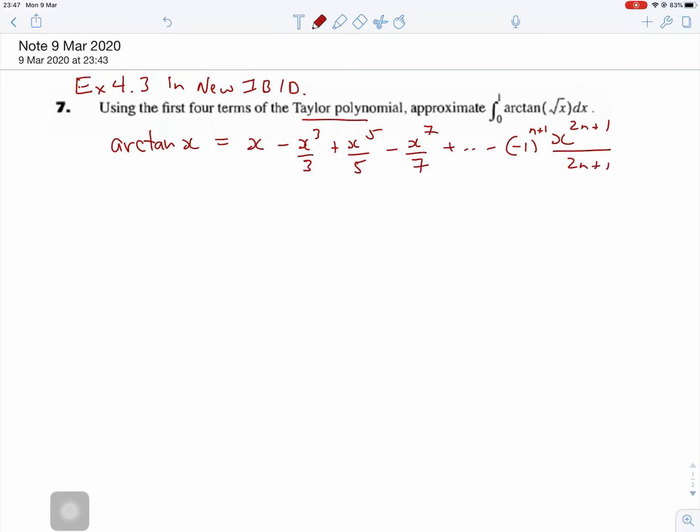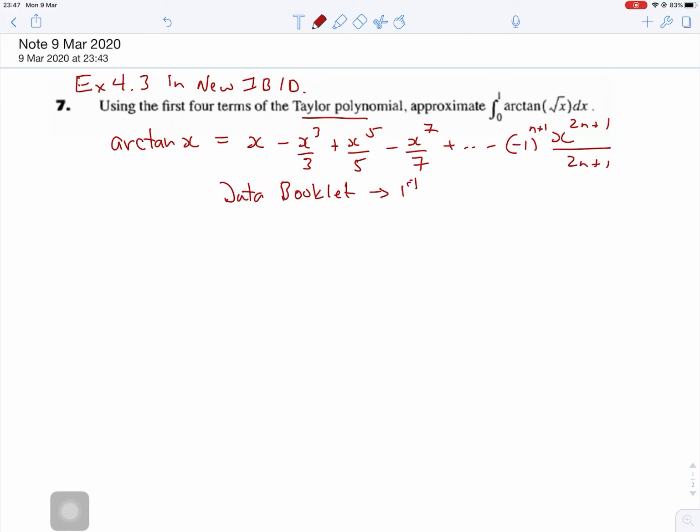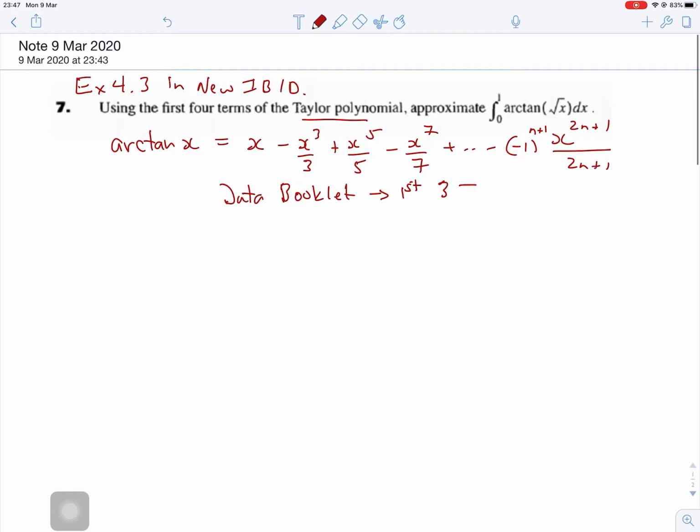This formula is on the formula sheet or in the data booklet, but I believe it only has the first 3 terms. So only this portion here, you'd have to figure out what the 4th one is if they want the first 4 terms. Okay, how is this going to help us answer the problem?